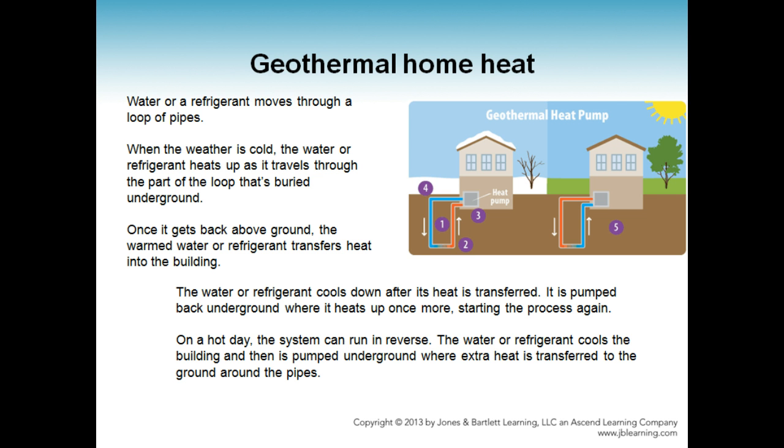In a typical setting for home heating through geothermal, water or refrigerant moves through a loop of pipes. When the weather is cold, the water or refrigerant heats up as it travels through the part of the loop that's buried underground. Once it gets back above ground, the warm water or refrigerant transfers heat into the building. The water or refrigerant cools down after the heat is transferred, and it's pumped back underground where it heats up once more, starting the process again.